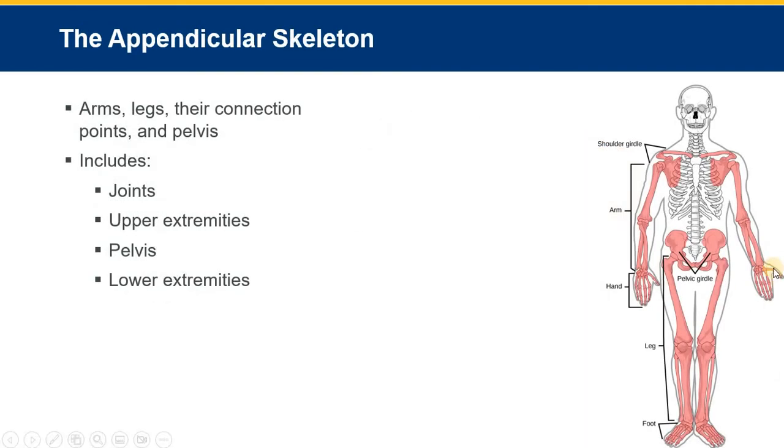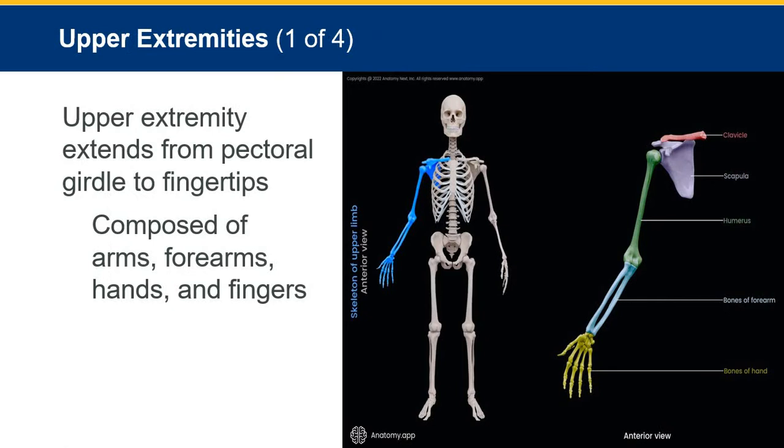All right, the appendicular skeleton. Your arms, your legs, whatever connects them together, and then your pelvic girdle. So upper and lower extremities are part of this, as well as your shoulders, your hips. So the upper extremity basically extends from your pectoral girdle, your pectoral muscles, all the way to your fingertips. So your arms, your upper arm, your forearms, the bones of your hand. So there's several parts to this.